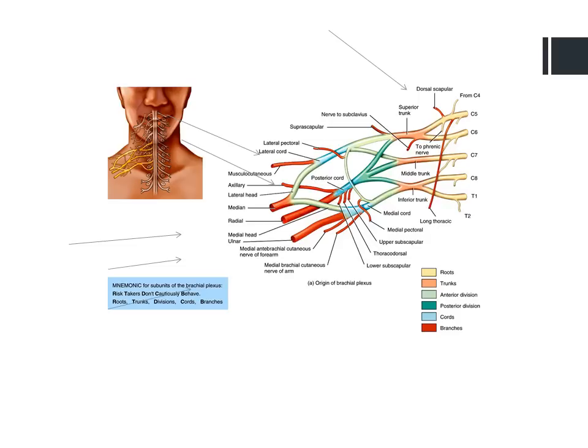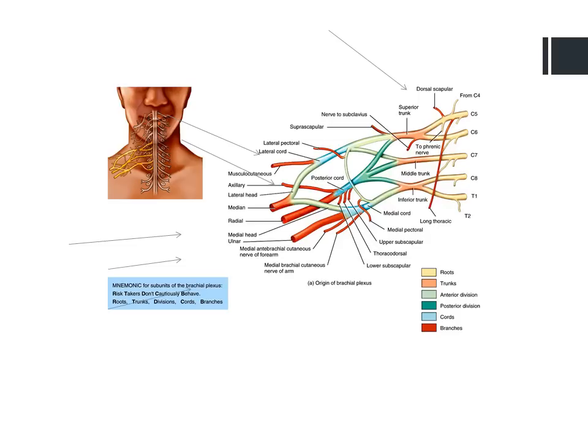Each trunk divides into 2 divisions. Each trunk has both an anterior division and a posterior division. So bear with me now and follow along. The superior trunk divides into an anterior division and a posterior division. The middle trunk divides into an anterior division and a posterior division. The inferior trunk divides into an anterior division and a posterior division.